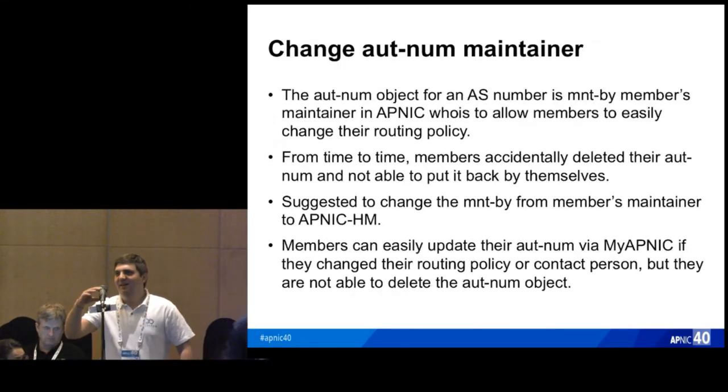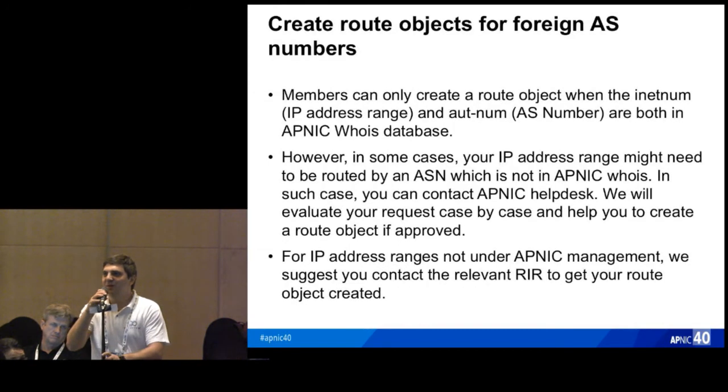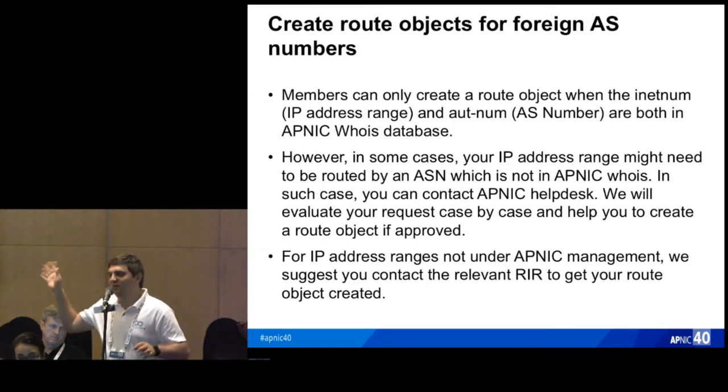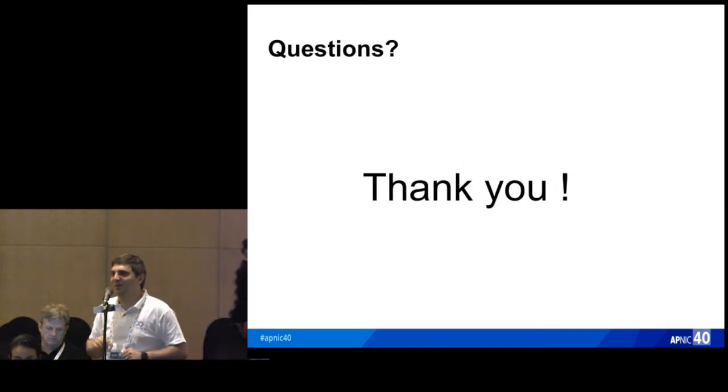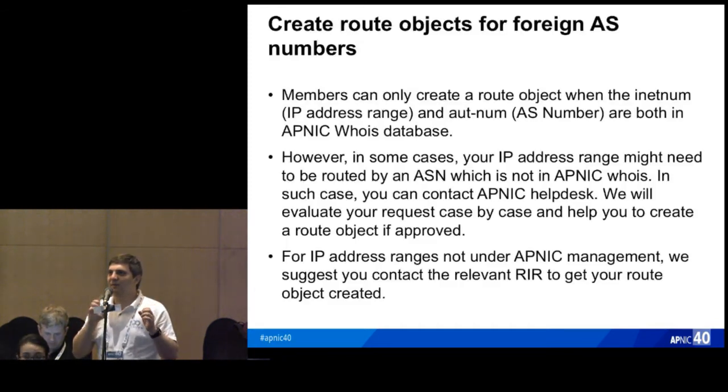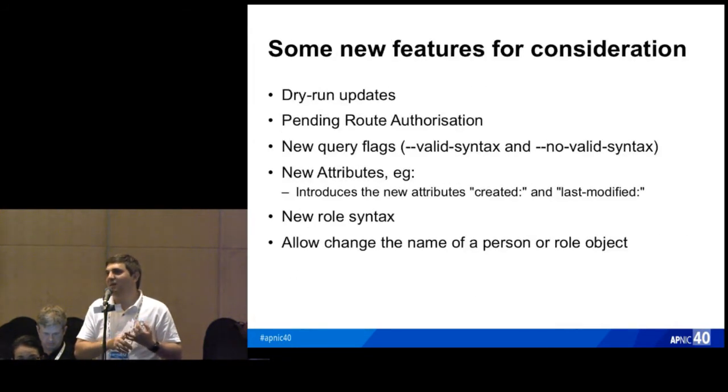Elvis? Hi, Elvis Velavi from Escrow. There was a long discussion about routes and everything, and I'm not going to go back to that. But the pending route authorization only works if both the inetnum and the autnum objects are in the same database, right? I think that's how it is right now in the RIPE database.